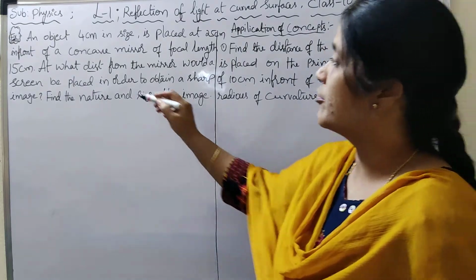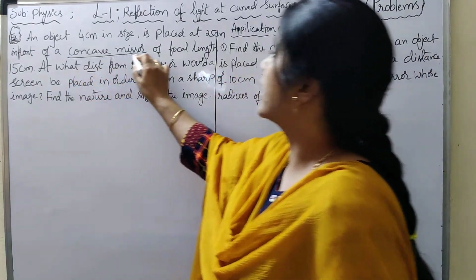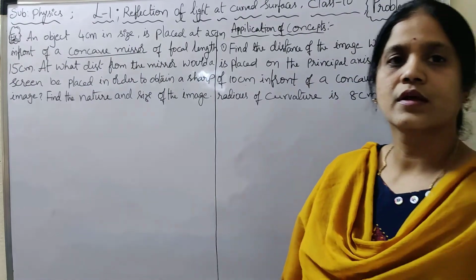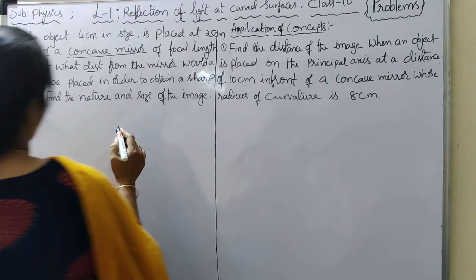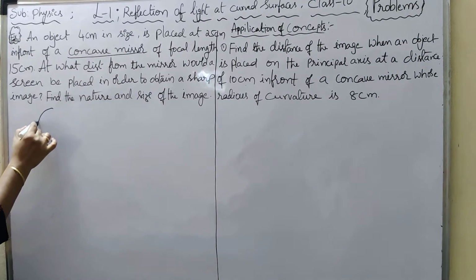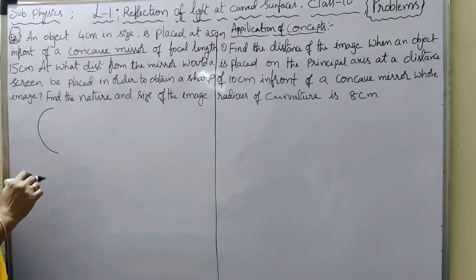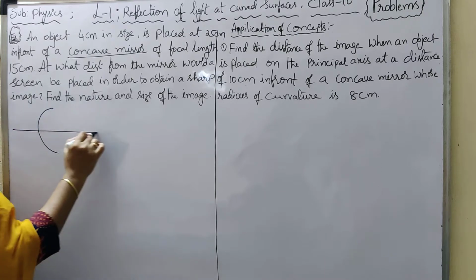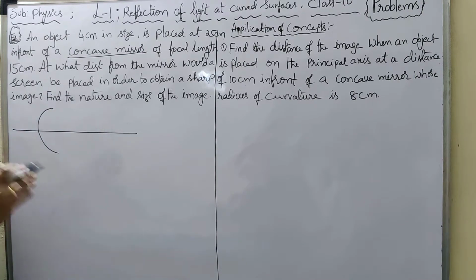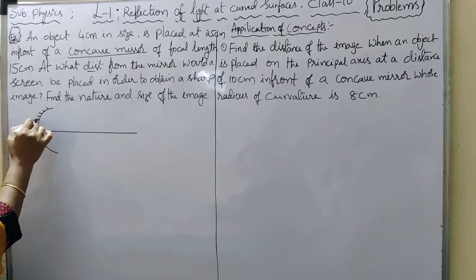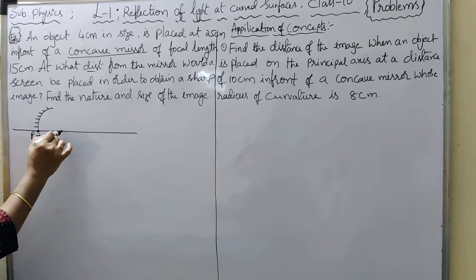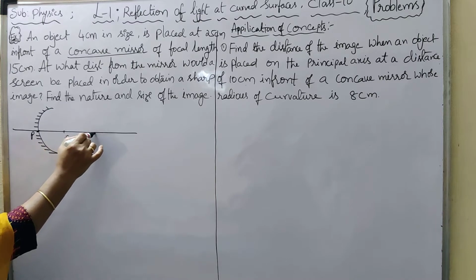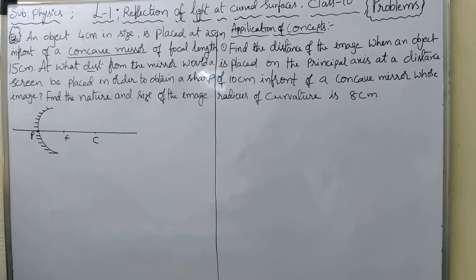So what type of mirror is given? Concave mirror. So first you have to take a concave mirror. Okay. Now just try to draw the ray diagram of this concave mirror, with the pole, the focus and the center. Now again start reading the problem.